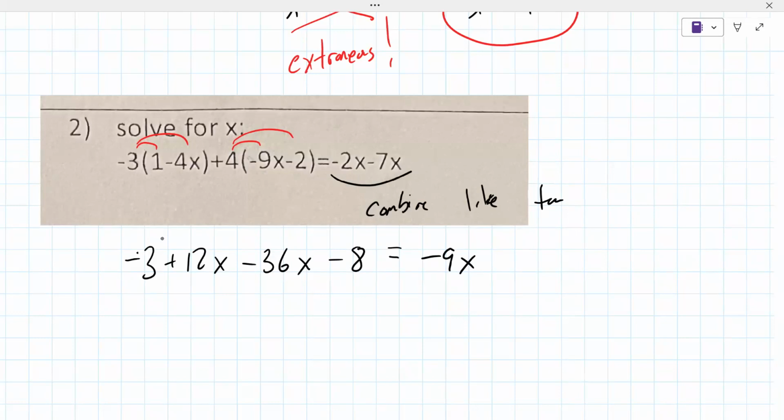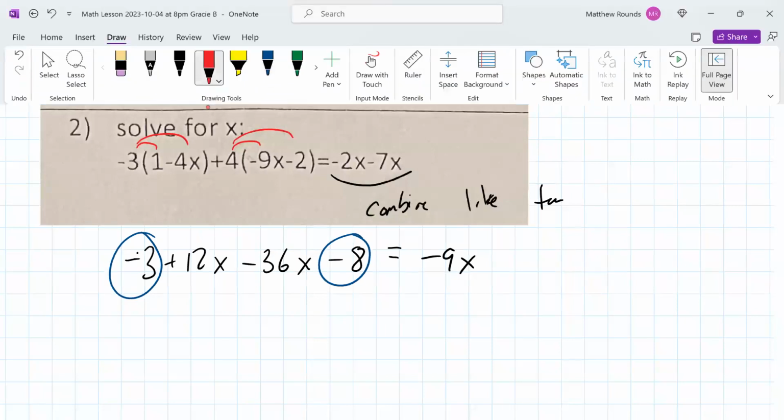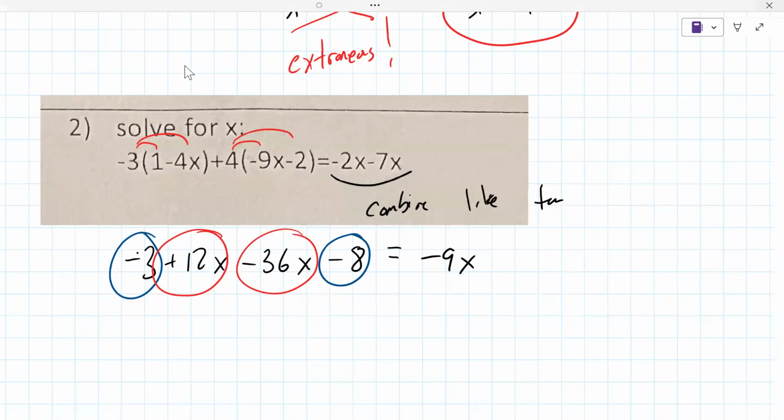All right, is that okay? Yes. Excellent. So we have now minus 3, minus 8. Those are like terms. And then you've got plus 12x minus 36x. Those are like terms. Minus 24x minus 11 equals minus 9x.